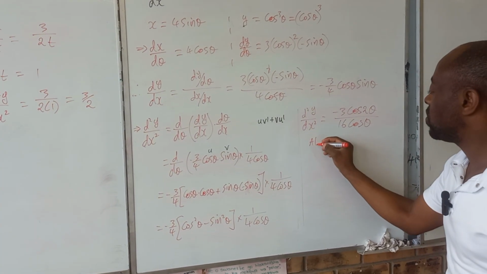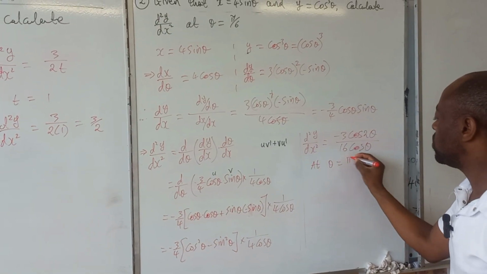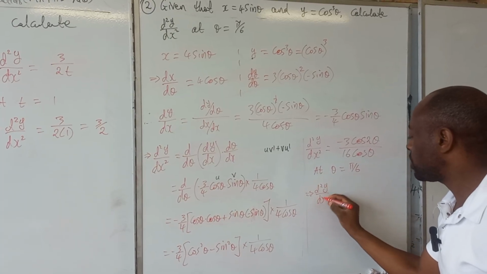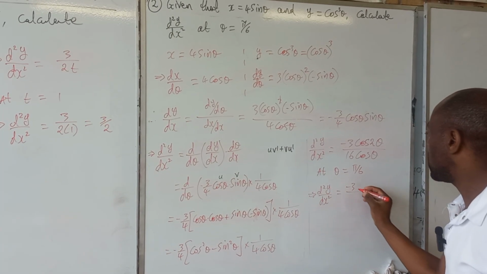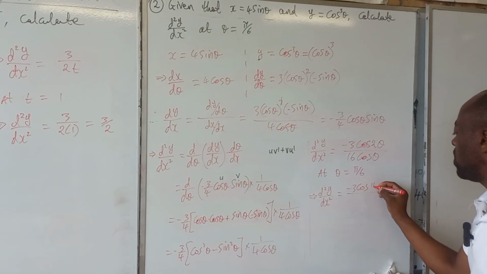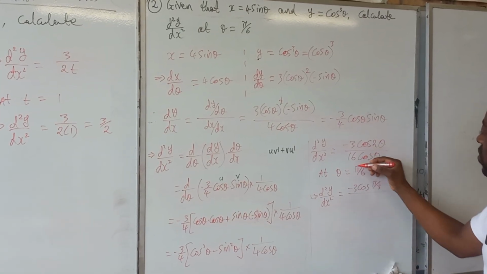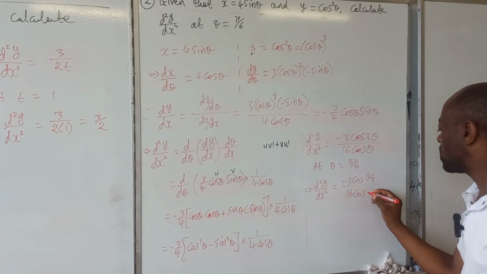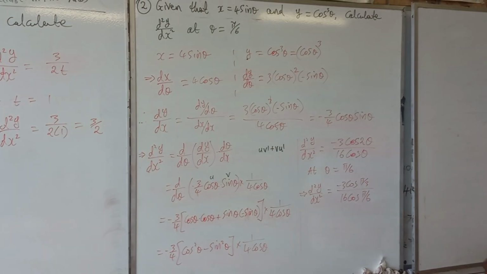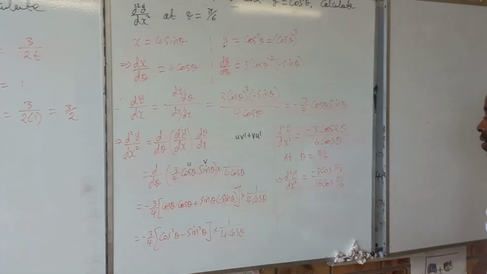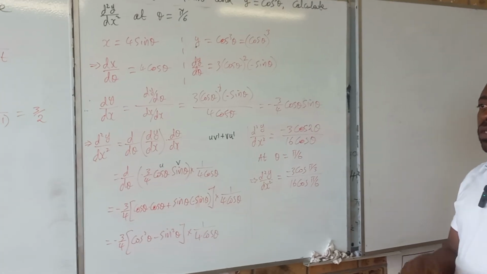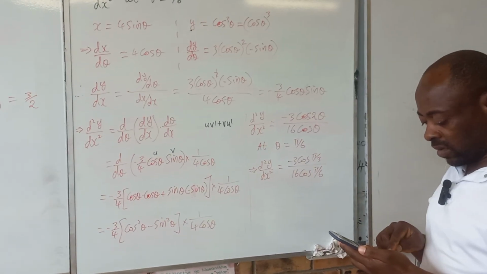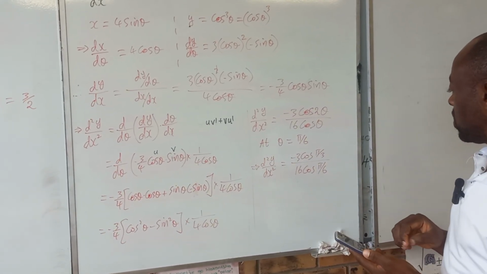So what is left is to get the answer at theta equal to pi over 6, which means you just substitute pi over 6 there. If I substitute pi over 6, I'll get negative 3 times the cos of pi over 3, because 2 times pi over 6 is pi over 3. Then I divide by 16 cos pi over 6, since there is no 2 down there. Then I switch to my calculator to get my final answer. Don't forget that with trigonometry, always remember that your calculator is in radians, so that you don't make any mistakes.